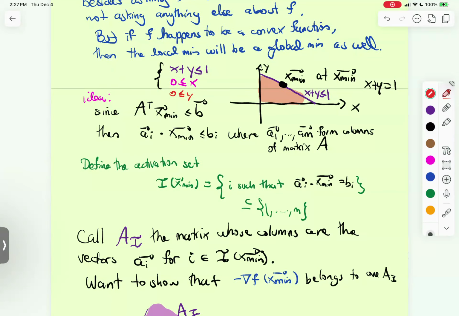It's a good observation. If the min happened to be here at this corner, then the hypotenuse equation is activated and x equals 0 is being activated as well. The extreme points of a convex set are where these intersections occur, where it's possible to activate them.